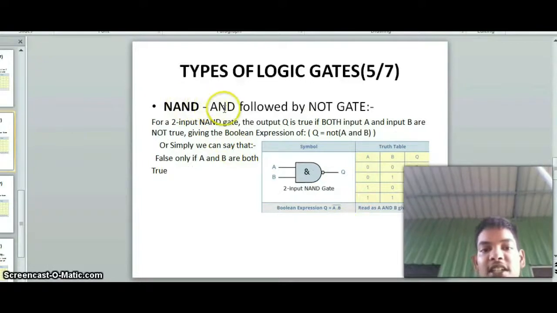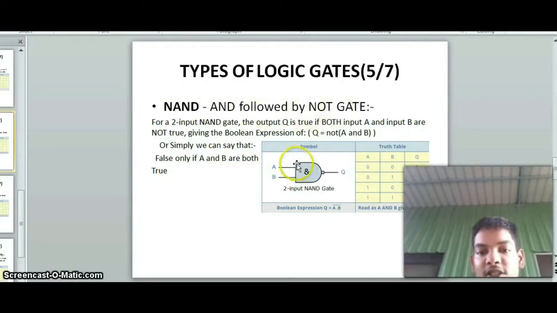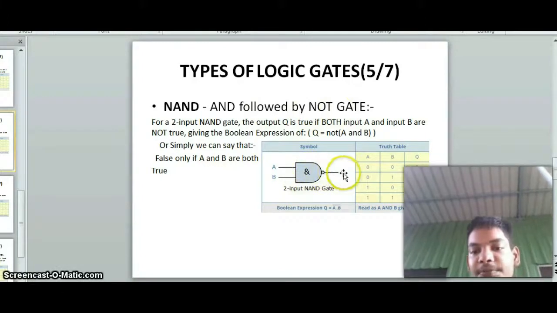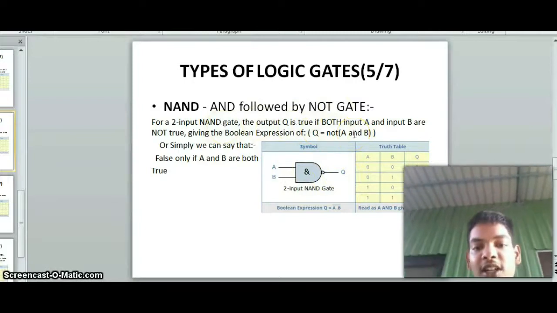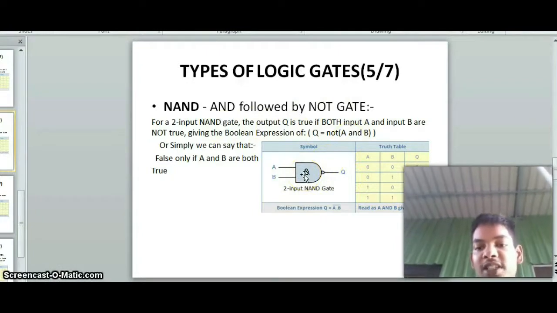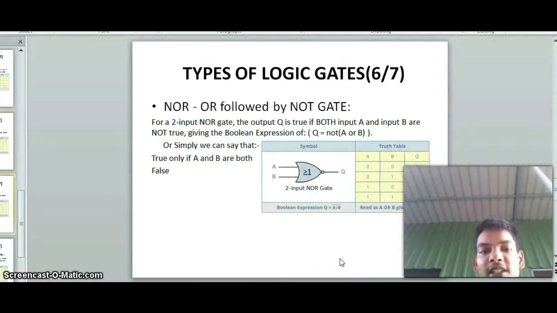NAND gate. A NAND gate can also be described as an AND followed by a NOT gate. So the physical symbol would be an AND gate with a small circle at the end. It would be the same, but with the opposite functionality of the AND. In AND, if you remember, we said that only when A and B are true, we get the output as true. But when you see here, except at A true and B true, all of them have 1, meaning the opposite functionality of the AND gate.